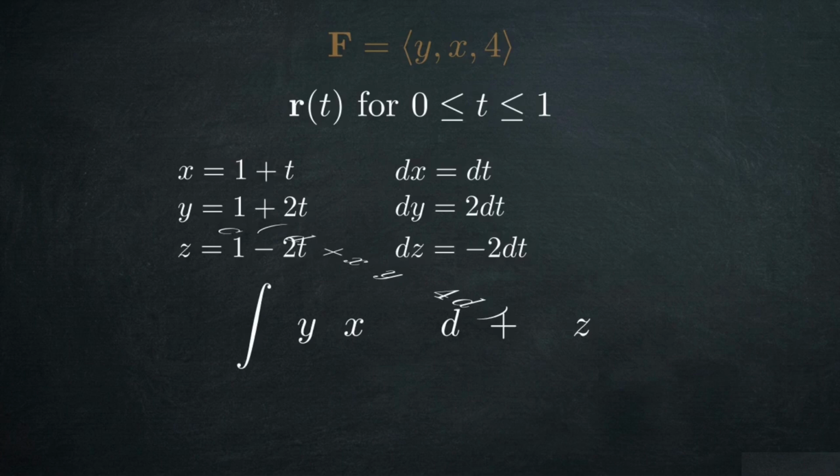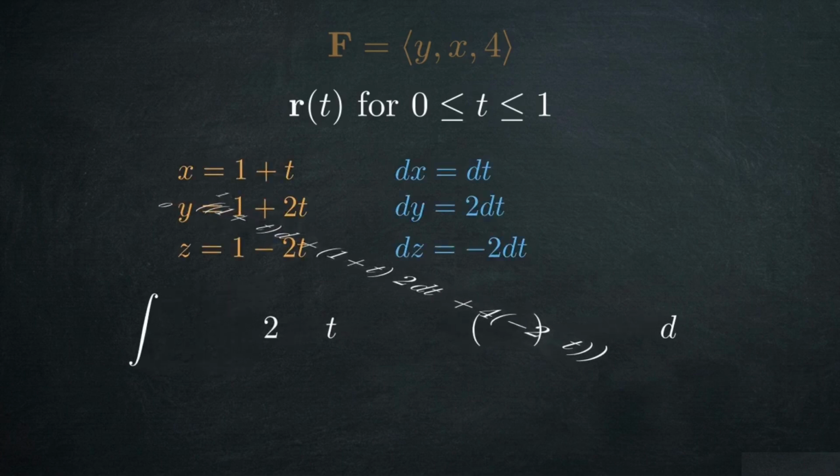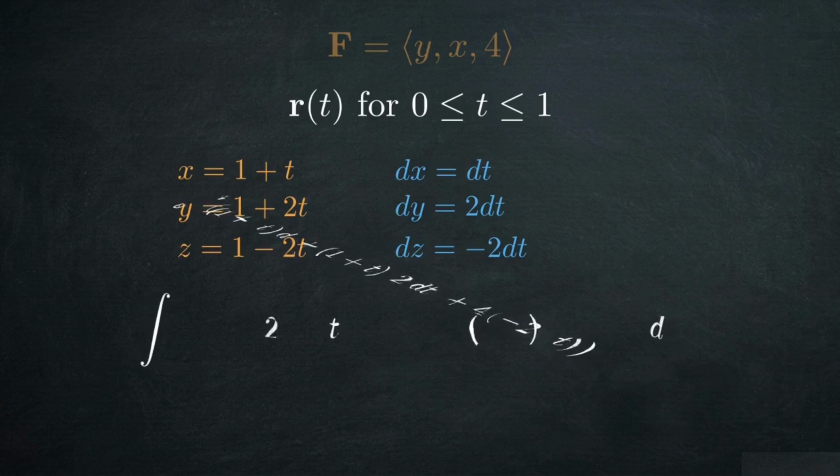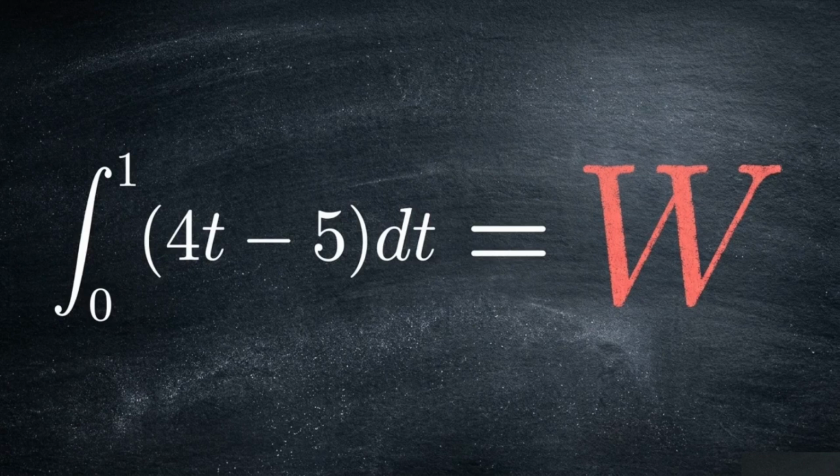We swap every single spatial variable for its exact t equivalent from step 1. The terms combine and simplify beautifully into the expression 4t minus 5. We integrate this simplified expression from 0 to 1. The final calculation yields a value of -3.